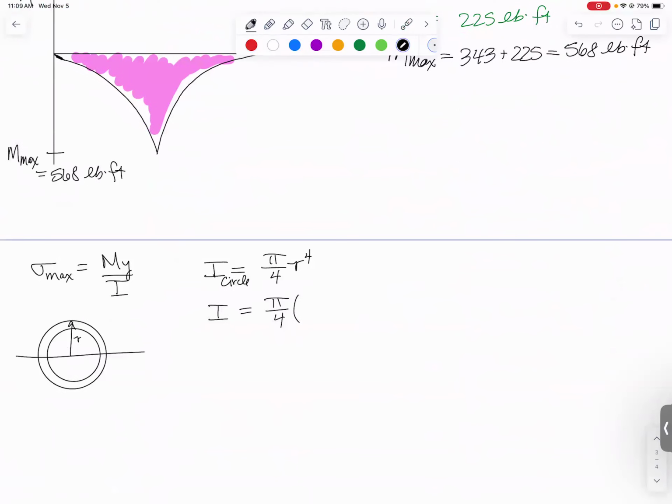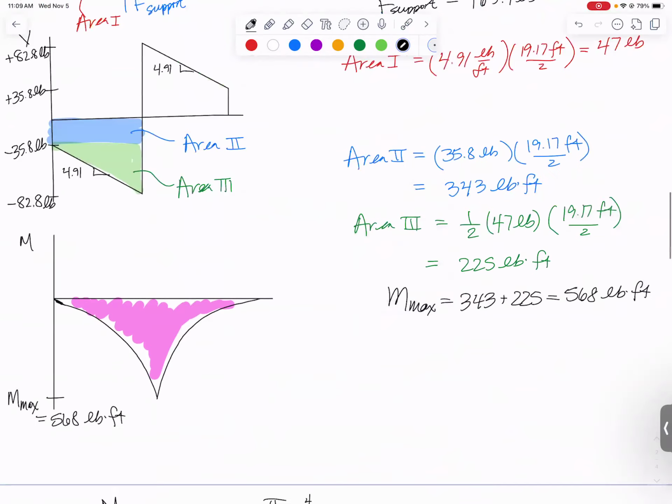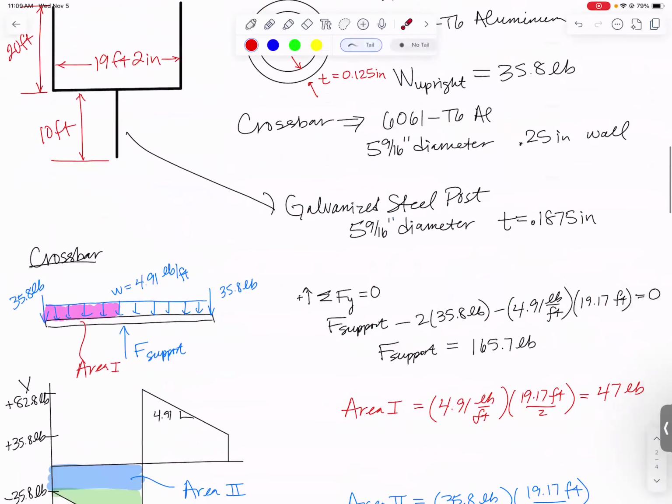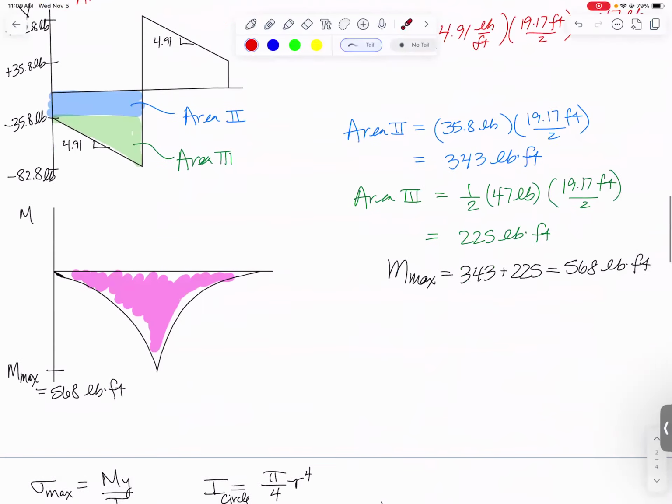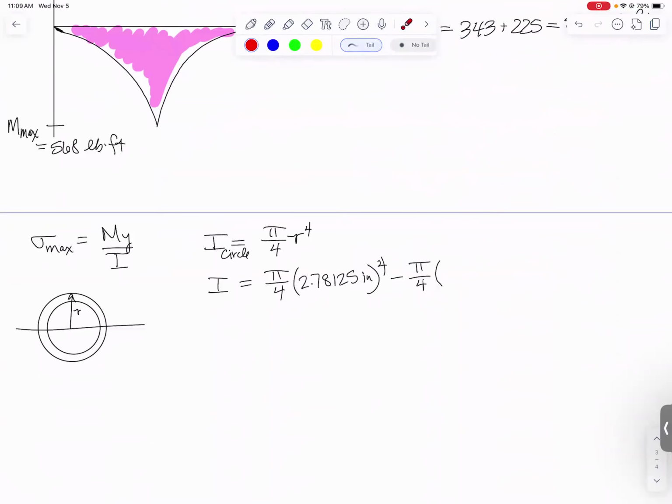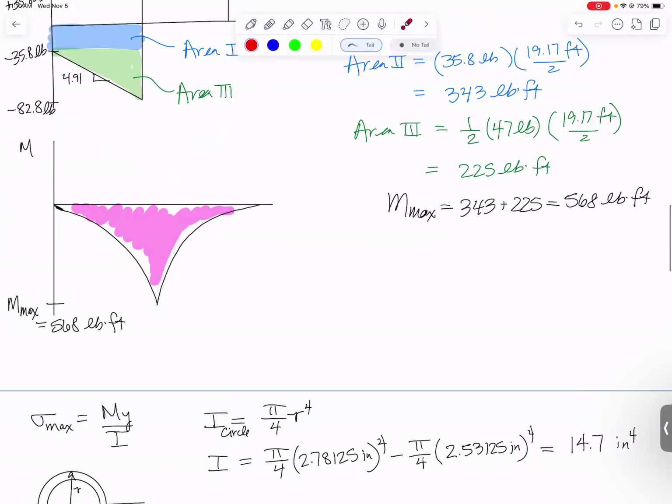So that outer radius is 2.78125 inches, which gets raised to the fourth, and I subtract from it pi over 4 times the inner radius. Well, what was that? Oh, it had a 1/4 inch thick wall. So that means I can just take my outer radius and subtract 0.25 from it. So I get 2.53125 inches, which also gets raised to the fourth. And that number comes out to be 14.7 something inches to the fourth. Now we can find stress. Max stress, it'll happen right here in the middle of the crossbar.